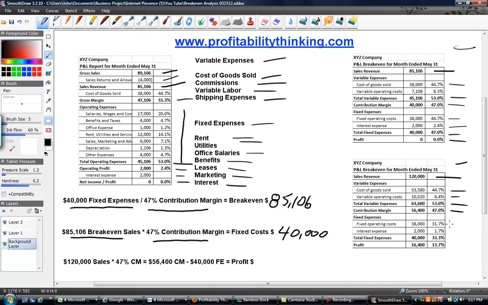We have the same fixed operating costs of $38,000. We have the same interest expense of $2,000, which means we have the same total fixed expenses of $40,000, which leaves us with the contribution of $56,400 minus the $40,000 in fixed expenses equals a profit, in this case, of $16,400. To calculate, we take the $120,000 in sales, multiply it by a 47% contribution margin, equals the total contribution margin dollar amount of $56,400, minus the $40,000 in fixed expenses, equals a profit of $16,400.